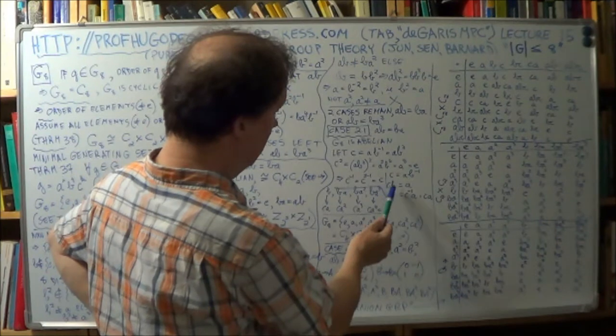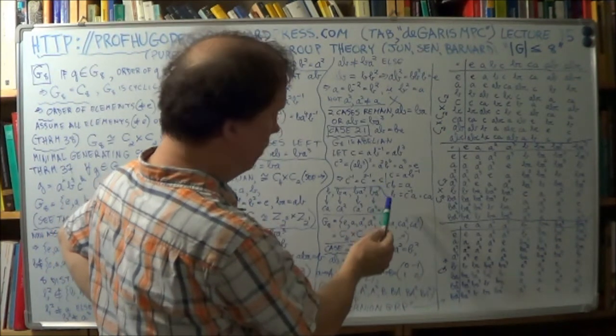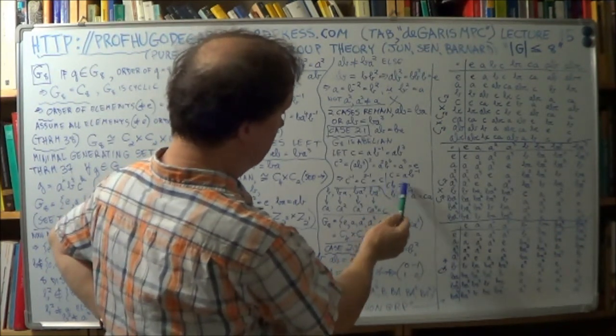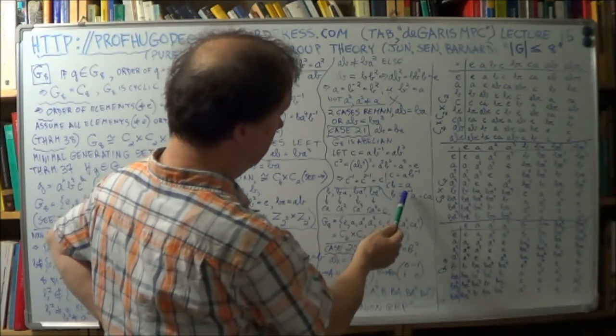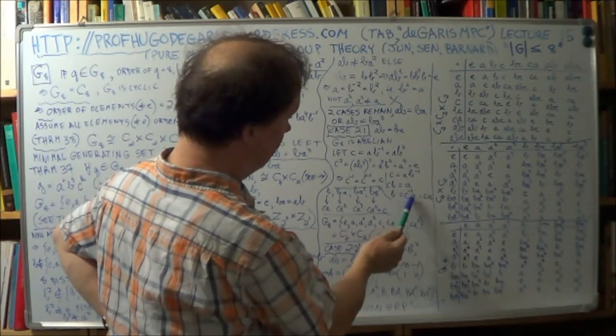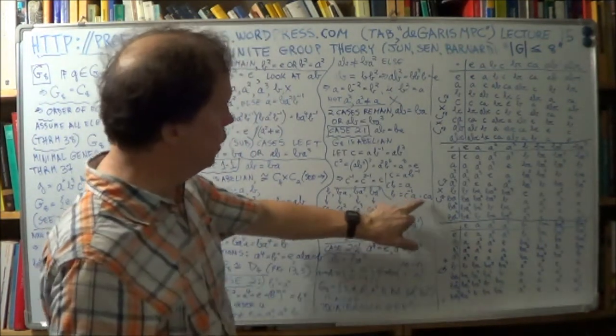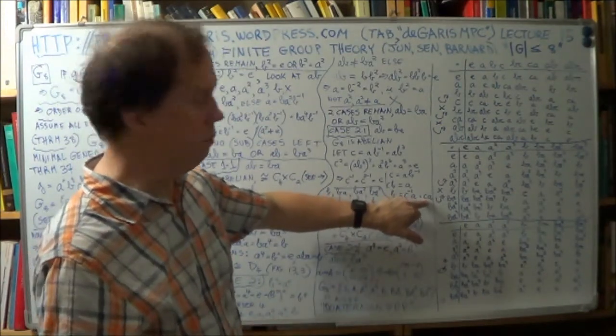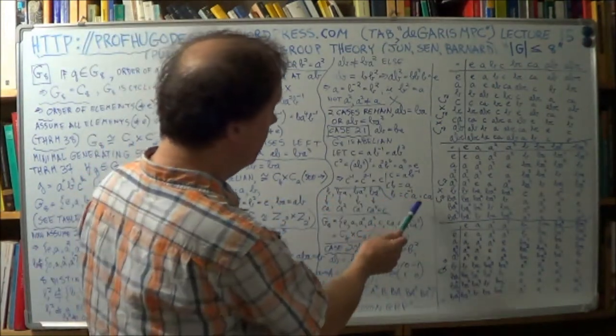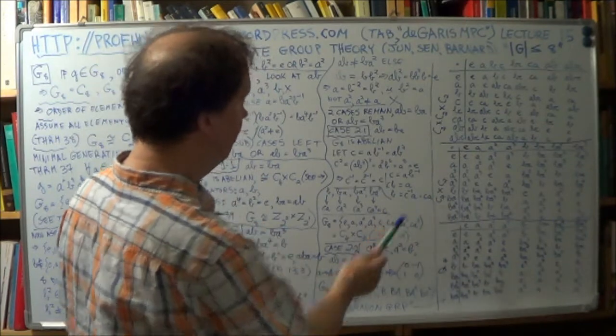Left multiply both sides by C inverse, so you just get B equals C inverse A. Right? But C inverse A is just C. We just did that a moment ago. Right? So B is equal to CA.